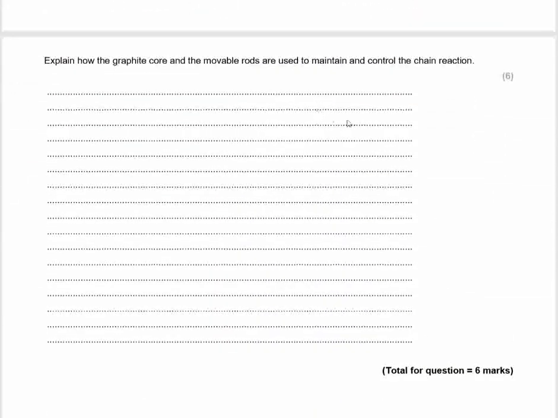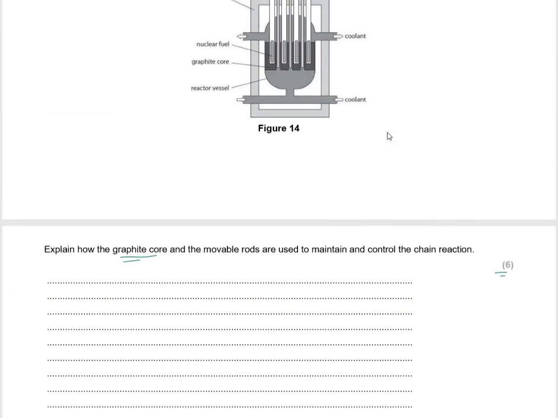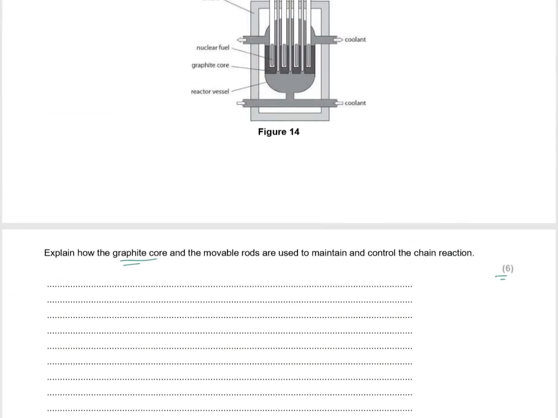Right, now let's move to this one here. This question is 6 marks. We're talking about the graphite core. Now let's look at the diagram. Where is the core? The core is here. So this here is my moderator.